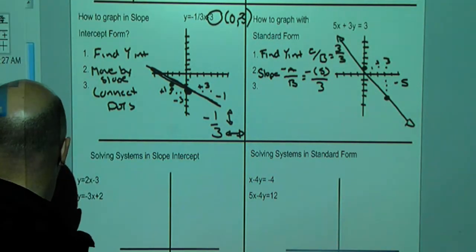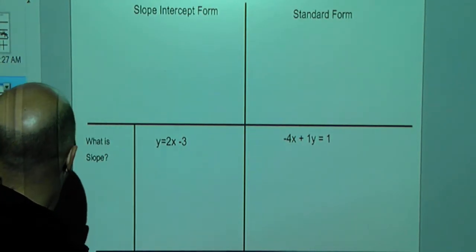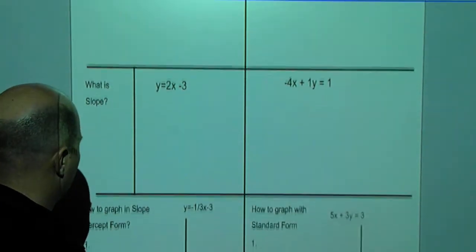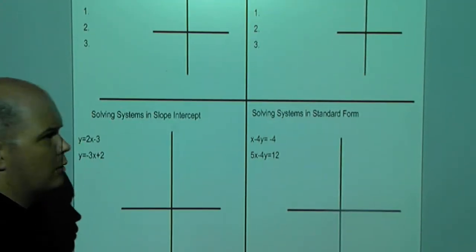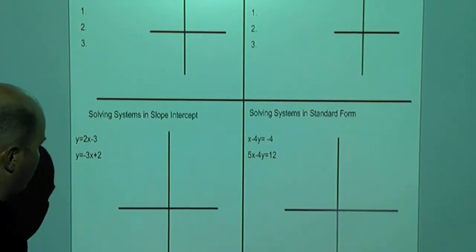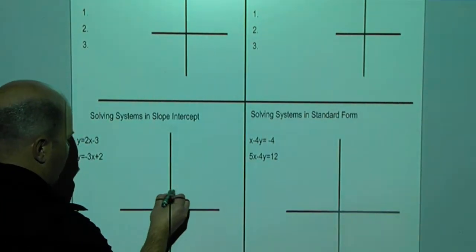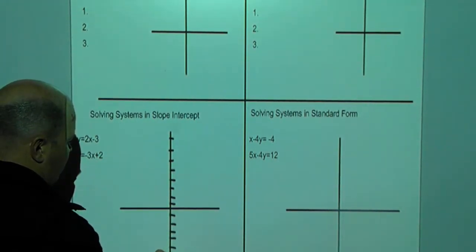Okay? Now the last thing we need to do is take a look at, now that we've talked about what slope is, and we've graphed some stuff in standard and slope form, how do we solve a system in slope form? And all solving a system is where the 2 lines are going to cross. So in this case, I'm just going to draw my lines in, and I'm going to graph these 2 lines quickly.